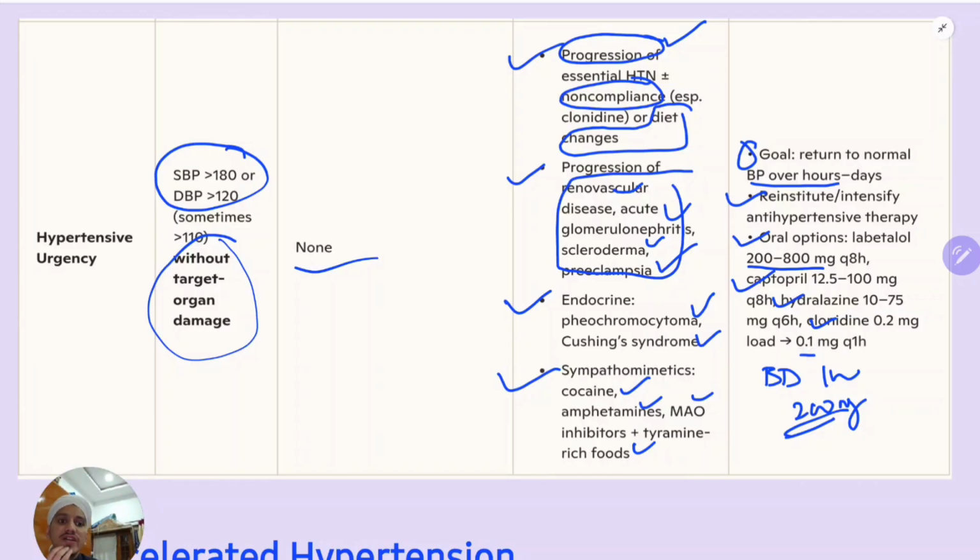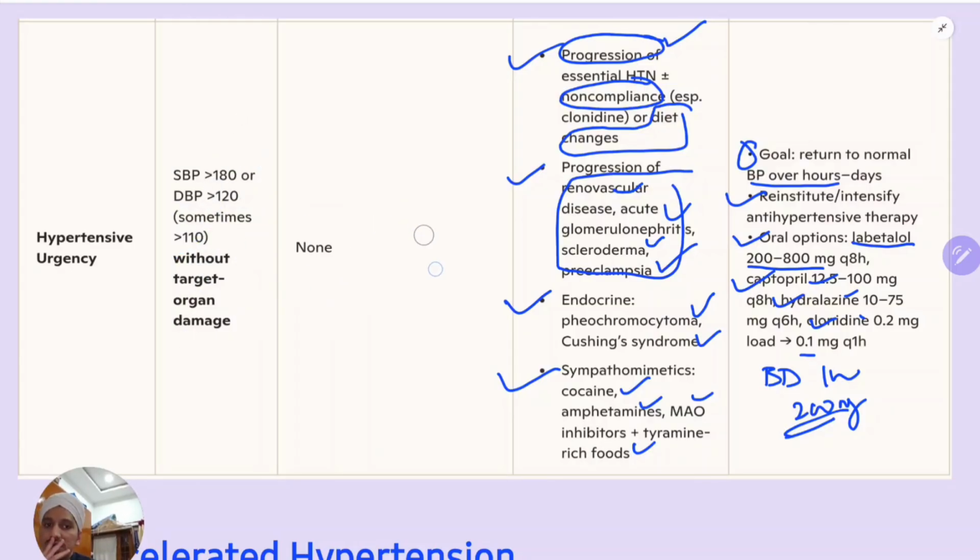Same thing, BP should be returned to normal over hours to days, similar to what we discussed in hypertensive emergency: 25% reduction, then 160 by 100 to 110, then normal in 1 to 2 days. The same thing applies here. You can intensify the drugs which are there now, or use other drugs like labetalol, captopril, hydralazine, clonidine. So that's hypertensive urgency.